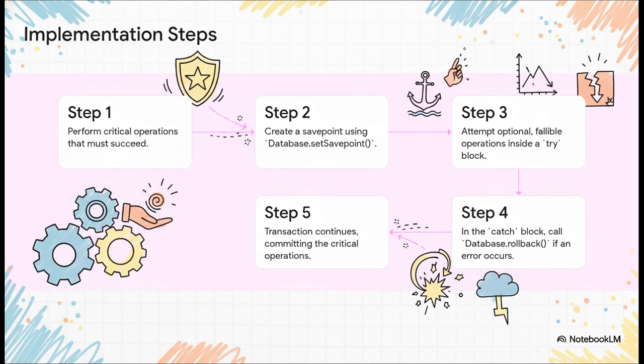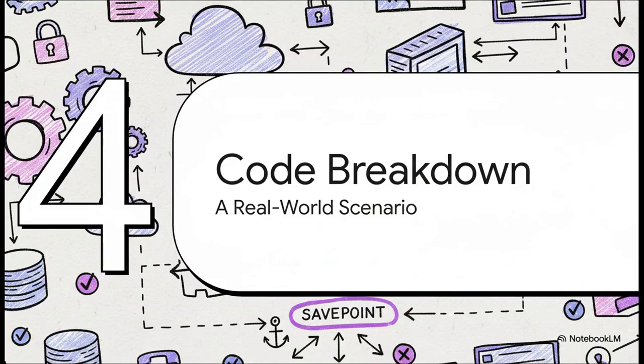If something goes wrong and an exception gets thrown, your catch block kicks in, calls the rollback, and takes you right back to that save point. And the best part? The transaction just keeps on going, letting all that critical work you did at the beginning get committed successfully. All right, theory is great, but let's look at some real code to make this more concrete.